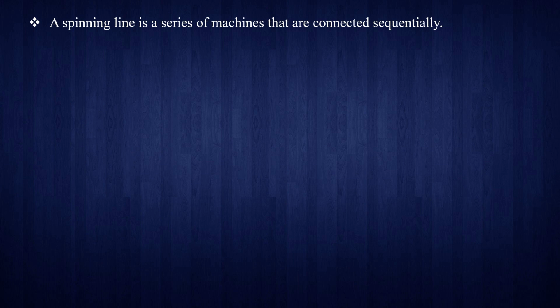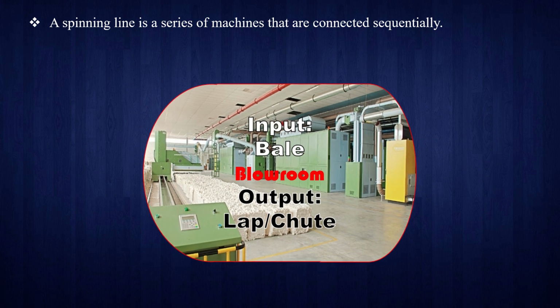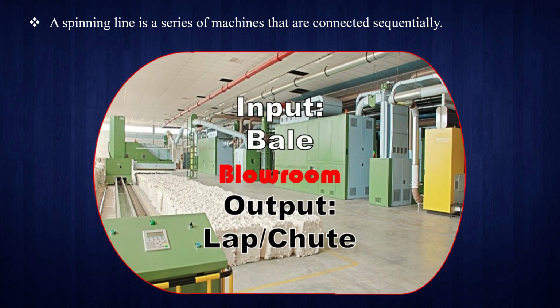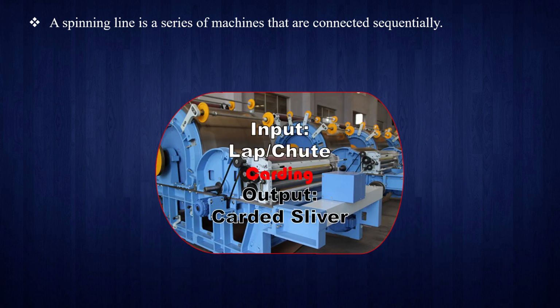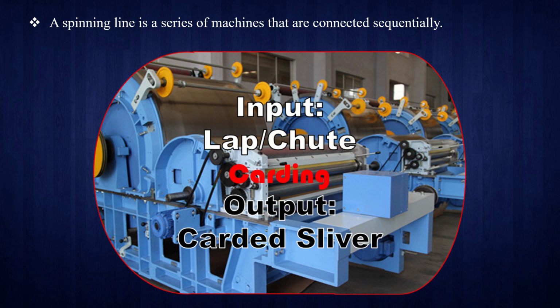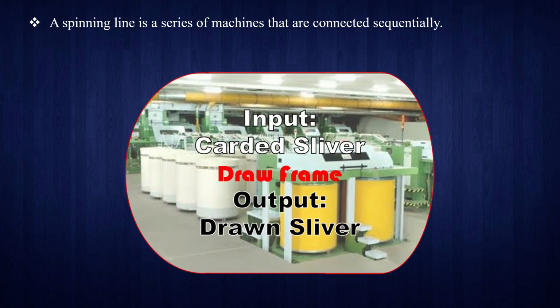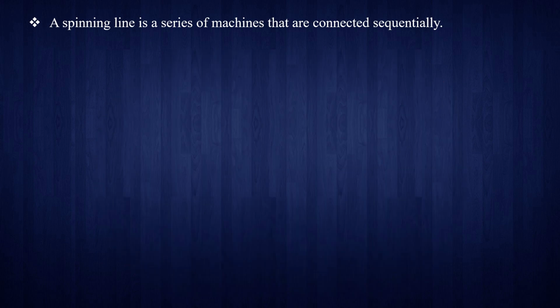In a typical cotton spinning mill, starting from blow room, the output produced from blow room, that is lap or in the form of chute, acts as a feed material for the next machine called carding. Again from the carding machine, output is produced called carded sliver. Carded sliver acts as a feed material for the draw frame machine and the output is drawn sliver.